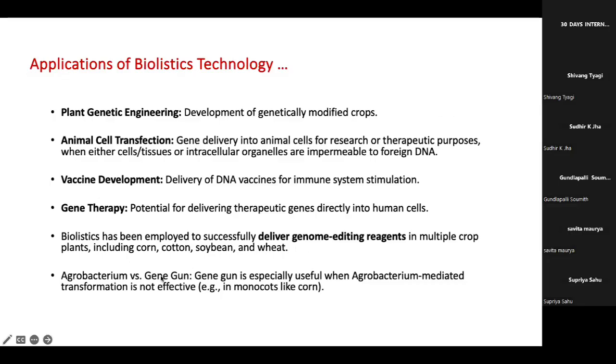One point I mentioned here is that if you compare with Agrobacterium, the gene gun is especially useful when Agrobacterium mediated transformation is not effective. Originally Agrobacterium was used for dicot plants and it did not work well for monocots. Nowadays it even works for monocots, but still it is not that effective. Therefore, using the ballistic method or gene gun eliminates that limiting point of Agrobacterium. Irrespective of whatever plant or cell you are taking, the gene gun is effective compared to Agrobacterium, so host limitation is not there.